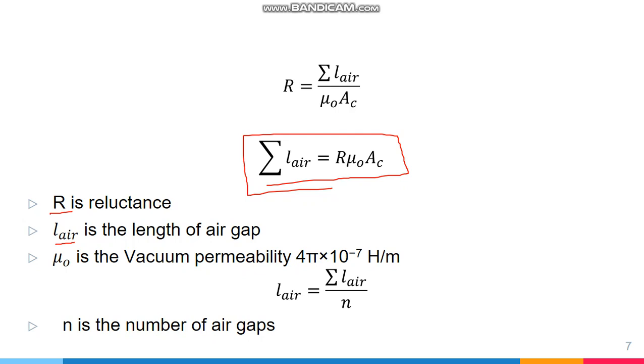And mu naught is the vacuum permeability, and its value is equal to 4π × 10 raised to power minus 7. So I can have a number of air gaps in completing the path for the flux, and the air gap length for a single gap can be calculated by dividing the sum by the number of paths. For example, in a double E type core, I get two air gaps in completing a single path for the flux.